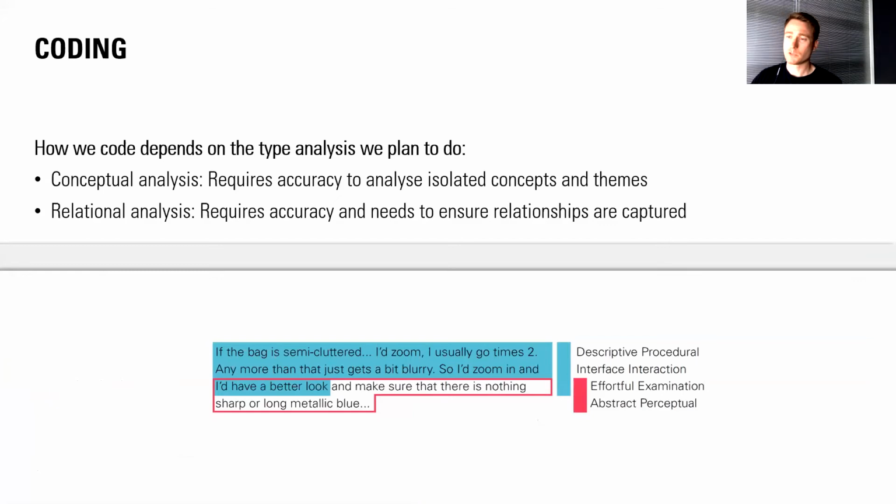Also really important, we need to think about how we're actually going to do the analysis. You need to be thinking multiple steps ahead at this point. If you know you need to do a relational analysis, for example, you need to not only be accurate in what you're coding, but you need to ensure that you're capturing those relationships in your coding strategy. If you're simply looking at a conceptual analysis, then it can be a little bit simpler, so you might not be thinking too hard about whether you're coding for overlaps or co-occurrences. A couple of things to really think about in that respect.